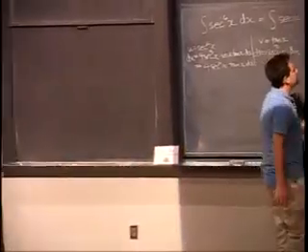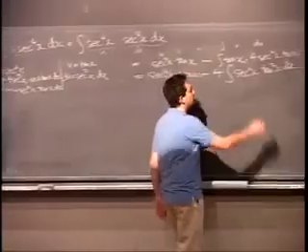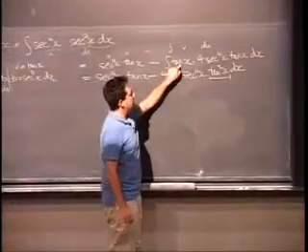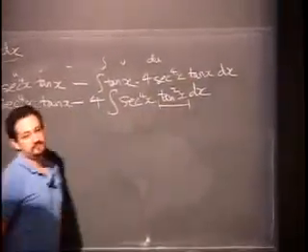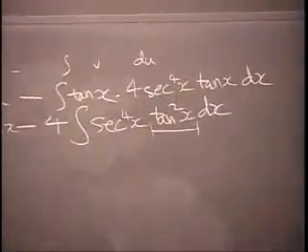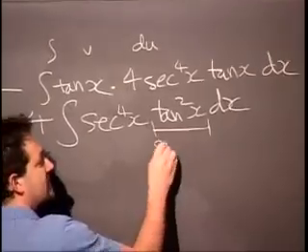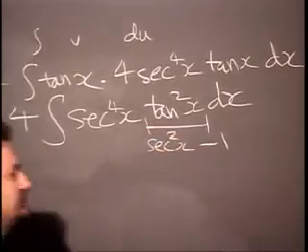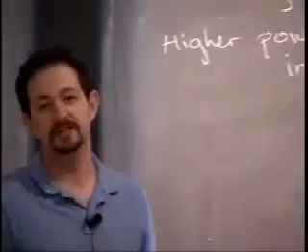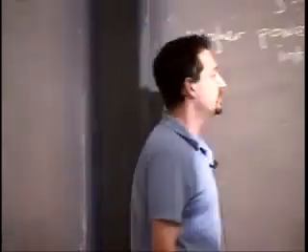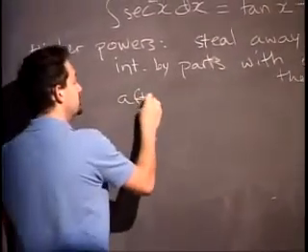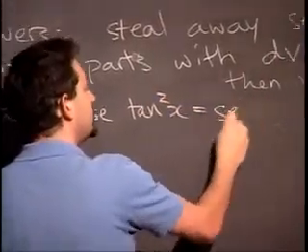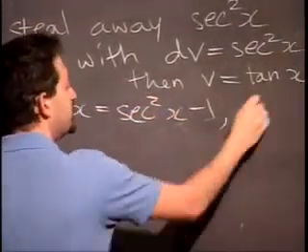The fact is, no matter what the original power of secant is, you will always get a tan squared x. One comes from the v, and the other one comes from the du. So we always get a tan squared x, and we're going to write this as secant squared x minus 1. So the next step is, I'm just going to have to, unfortunately, oscillate between the boards. After, use tan squared x equals secant squared x minus 1, split up integral.